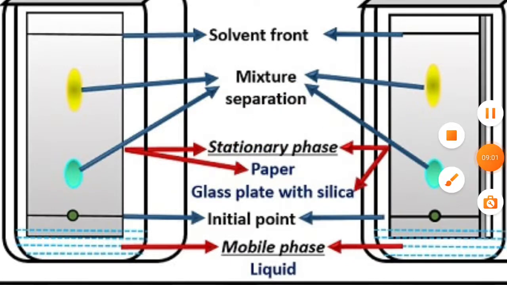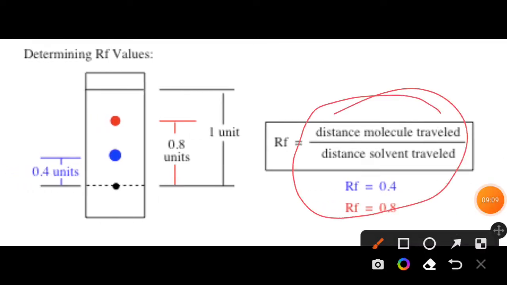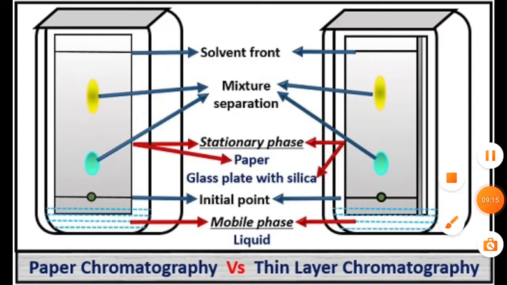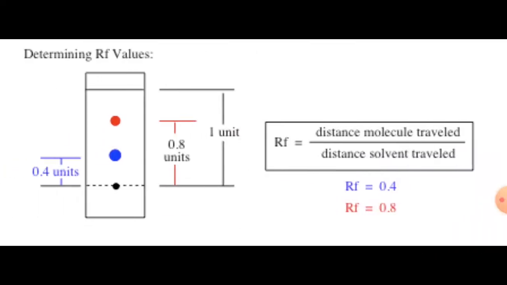Let's see. So this retardation factor is nothing but a ratio, that is the distance traveled by the molecule and the distance traveled by the solvent. So what is the solvent? So here the solvent is this one, right? And the distance traveled by the solute will be this one. The solute is this one, right? So that ratio will help you to determine which kind of molecule it is.